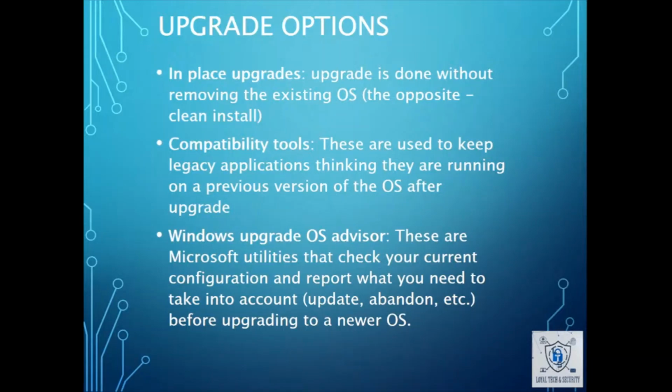Compatibility tools, these are used to keep legacy applications thinking they are running on a previous version of the OS after upgrade. So what are these compatibility tools? If you upgrade from Windows 7 to Windows 8, or from Windows 7 Starter to Windows Enterprise, these compatibility tools have an option which allows you to run any software in legacy mode. Meaning you have downloaded some software that only runs on Windows 7 Starter. I'm just giving you an example.